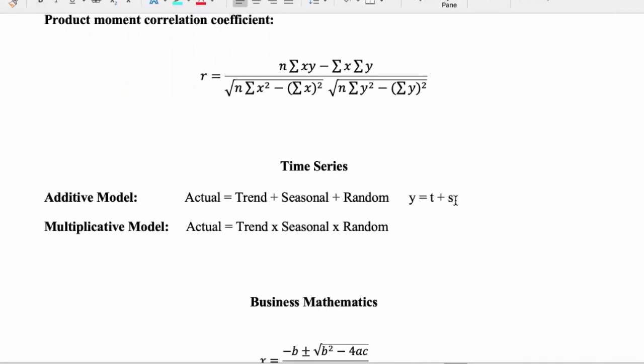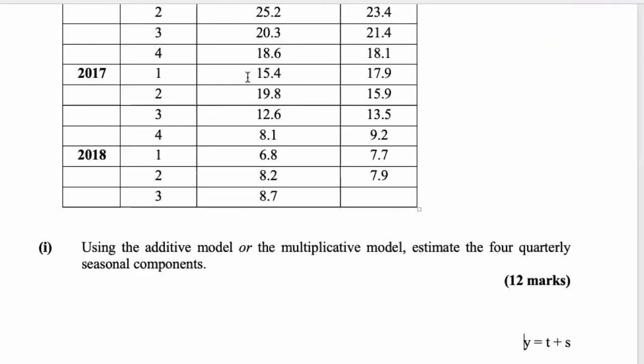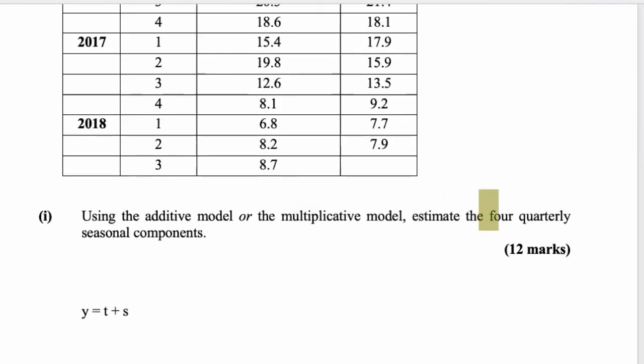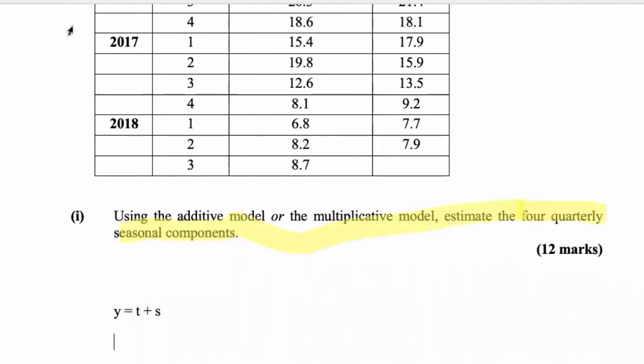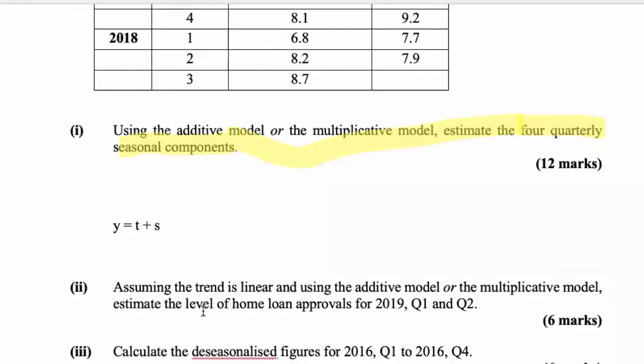So we're going to take this formula, Y equals T plus S, to help us with the calculation. We're asked to get the seasonal component here, for quarterly seasonal component. To do that, we need to get rid of the T value on the right side of the equation. So Y minus T will give us that S value that we're looking for. So again, I'm going to jump back into Excel to help me with those calculations.